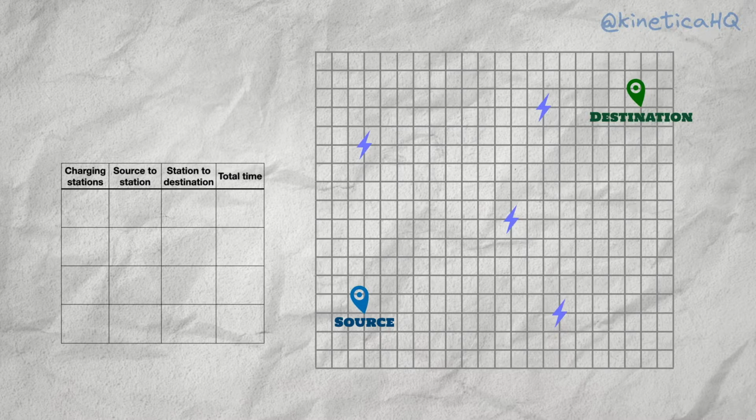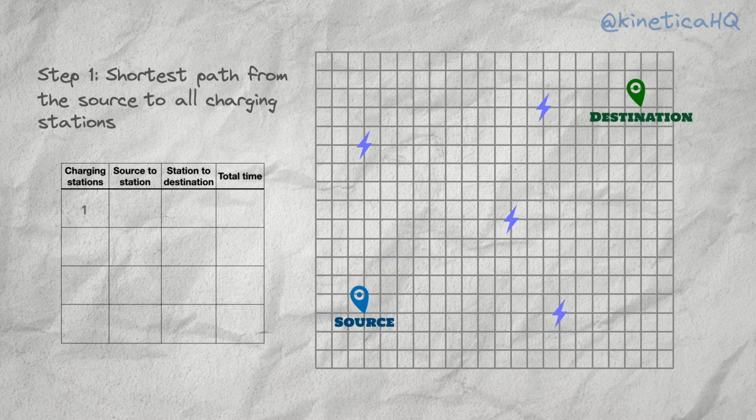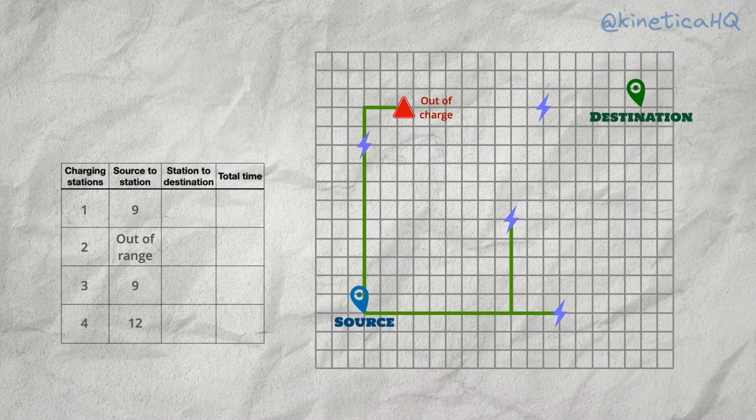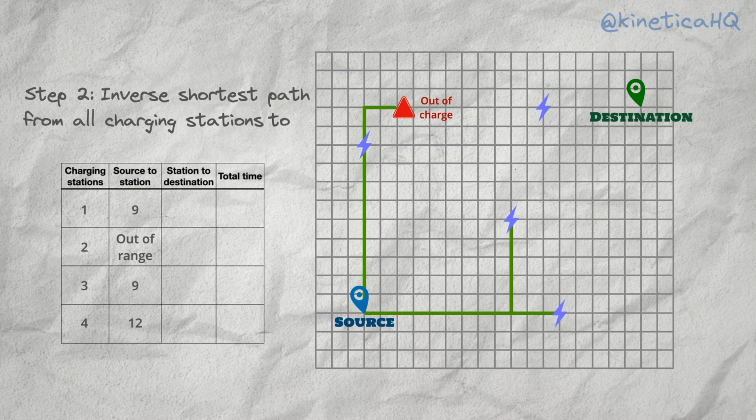Our first thought might be to pick the charging station that is the closest to our starting point. But this might not always be the best choice, because it doesn't factor in the trip from the charging station to the destination. So to solve this problem, we need to compute all the shortest paths from the source point to all the charging stations that we can get to before we run out of charge. Next, we need to find the inverse shortest path from all the charging points to the destination point.